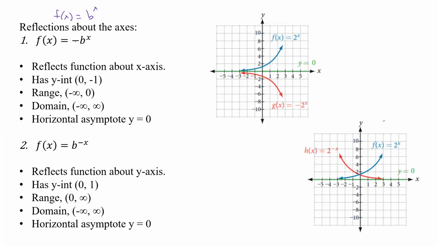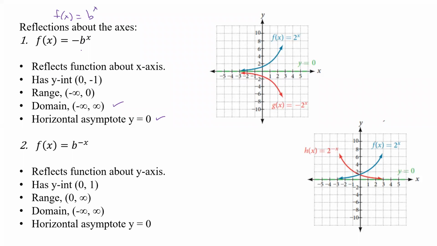And so when we get a negative b to the x, we're going to reflect across that x-axis. So whatever was going up is now going down. Instead of an intercept of (0, 1), now we have an intercept of (0, -1). Our range, instead of going from 0 to positive infinity, is going from negative infinity up to 0. Domain, guess what? It doesn't change at all, and neither does our horizontal asymptote. It stays the same.